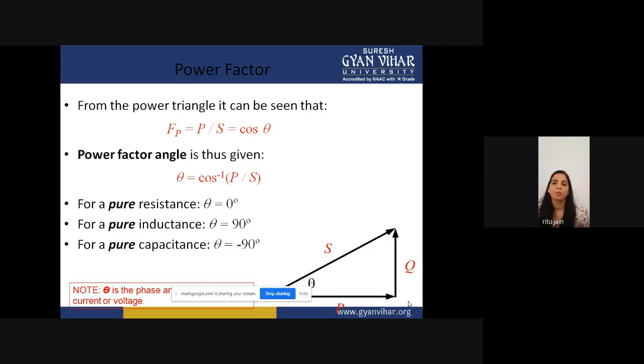So for a pure resistance, theta is equal to 0 degree. For a pure inductance, theta is equal to 90 degree. For a pure capacitance, theta is equal to minus 90.